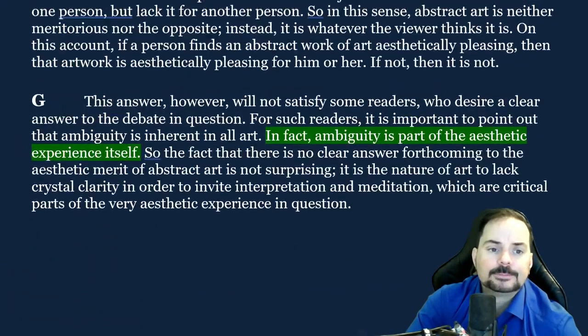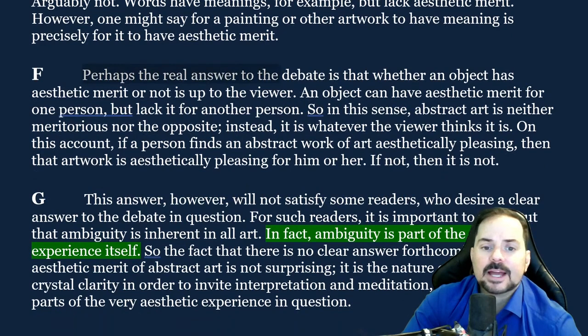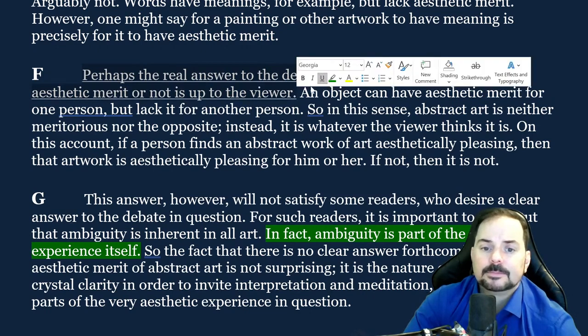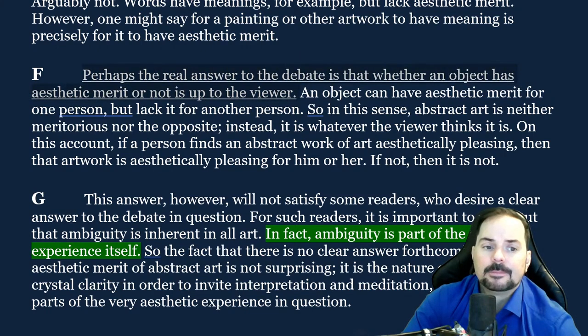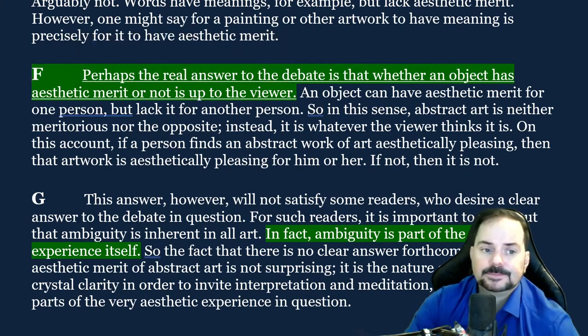So all right. Perhaps the real answer to the debate is that whether an object has aesthetic merit or not is up to the viewer. Right? So it's a topic. Okay, topic sentence. F. Right?